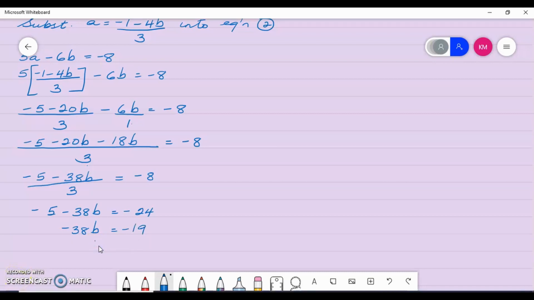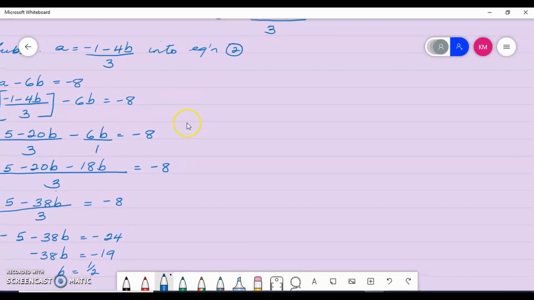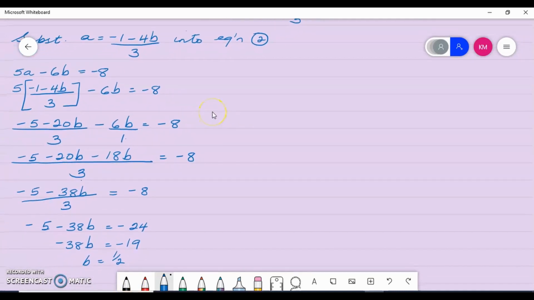So b is equal to negative 19 divided by negative 38, and that is going to be a half. So we have b being a half. Remember, it's a simultaneous equation. We have two variables that we need to solve for. So I'm going to be substituting b, which is a half, into equation 2.